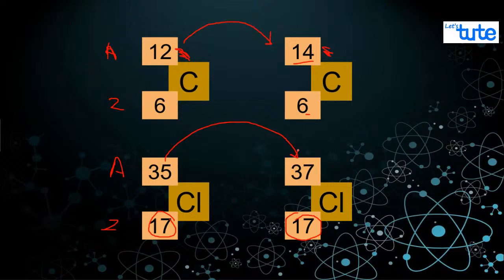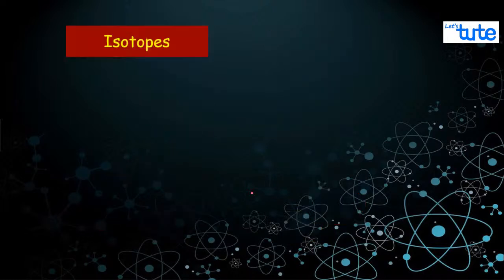So this was about different isotopes of chlorine. Now a question must be in your mind: what should be the atomic mass of a particular chlorine? Suppose we have two chlorines, this is the first isotope and this is the second isotope of chlorine. Now what can we take in general as the atomic mass for chlorine?